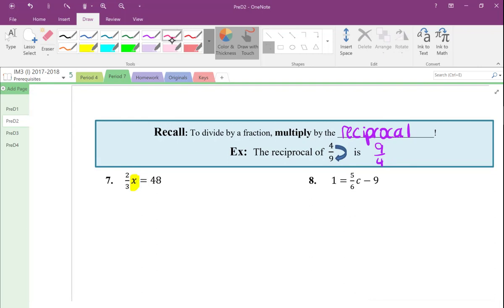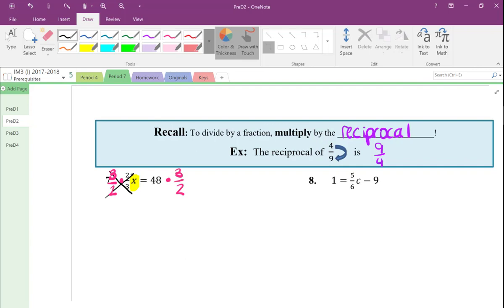What is the reciprocal of 2/3? When I flip it? 3 over 2. So all I'm going to do is both sides multiply by 3 over 2. It's the same exact thing you were doing, but now you're just doing fractions. Now look how cool this is. The 3's are gone because 3 divided by 3 is 1. The 2's are gone because 2 divided by 2 is 1. That's why we do that, to get rid of it. Because we're going to be done now.